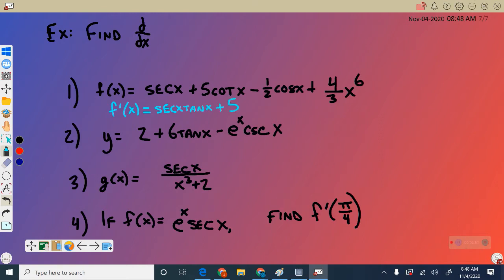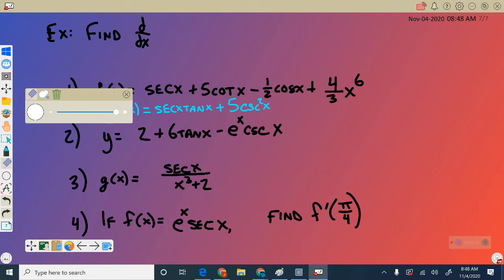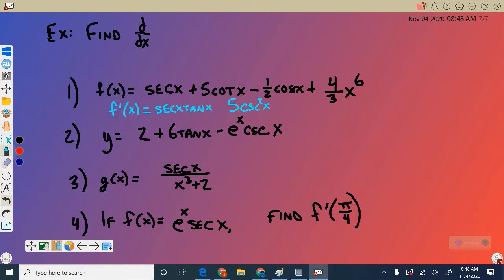Plus 5 cotangent is going to become 5 something else. Cotangent becomes cosecant squared of x, but it was negative cosecant squared. So I should make sure it's not so big of an eraser. How about that? Instead of plus 5 cosecant squared of x, it's negative 5 cosecant squared of x. Next part, negative 1/2 cosine will become sine of x, but again, with cosine, the sign flips. And then this last one is just a real basic one we've had before. Bring the 6 in front, and this should become 8x to the 5th power. So this all combined together makes your derivative.